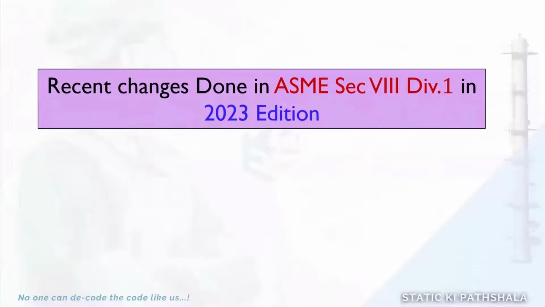So these are the changes we can, by and large, say between Division 1 and Division 2, which make Division 2 a more detailed analysis, and it gives you very optimized thicknesses as well. So let us see why we are saying ASME Section VIII Division 2 can be, or will be, the future. Let us have a look at the recent changes that have occurred in ASME Section VIII Division 1 in the 2023 edition.